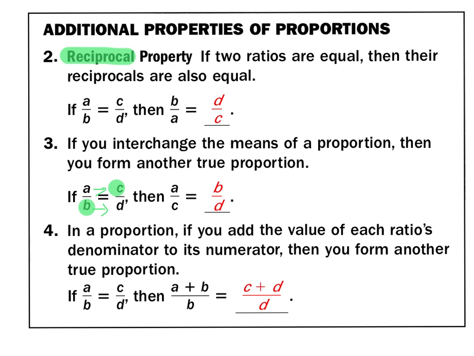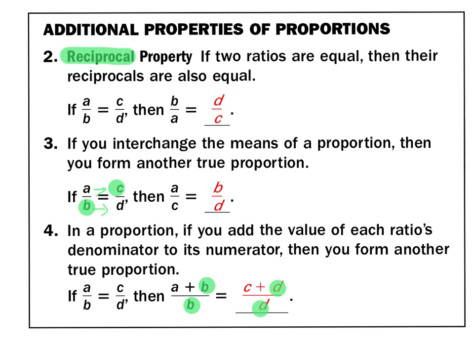And the last one says that if you add the value of each ratio's denominator, then you form another true proportion. And the examples are right here. You add B to the numerator only, and then on the right-hand side, you have to add D to it as well. So A plus B over B equals C plus D over D.